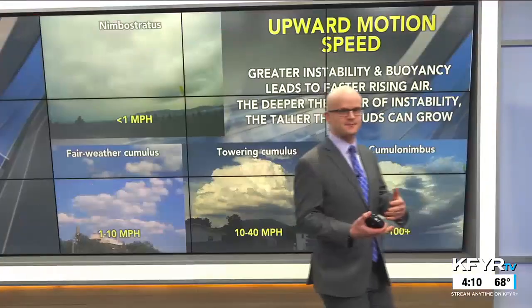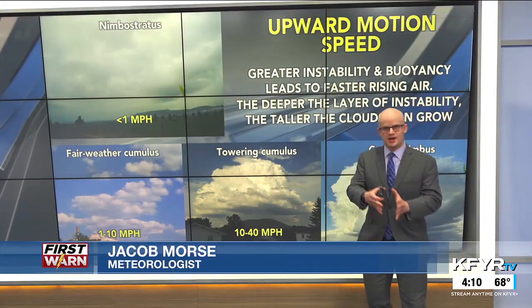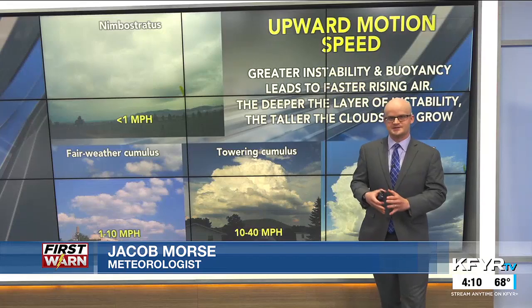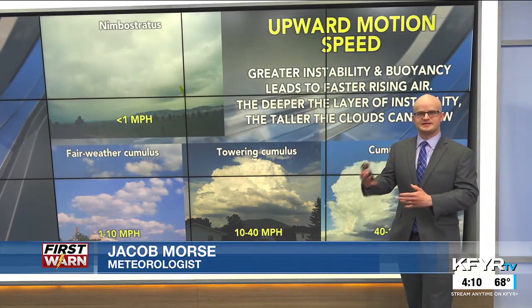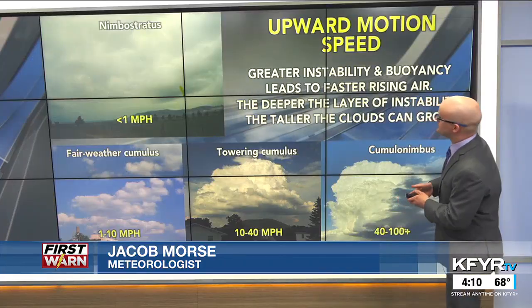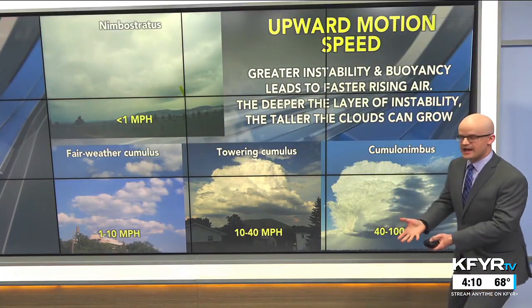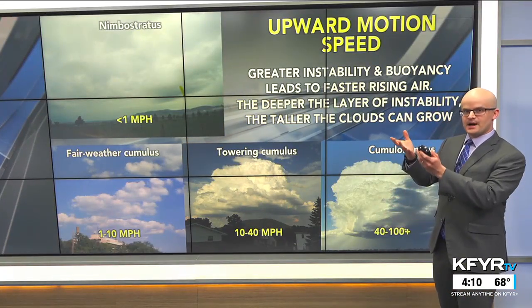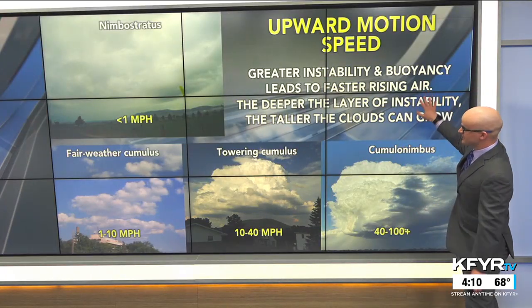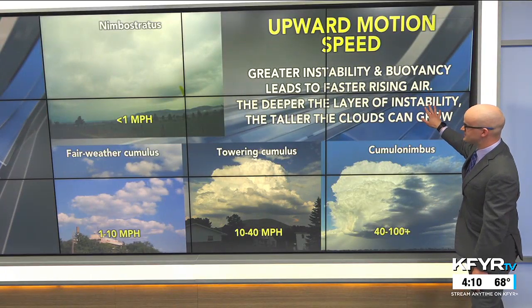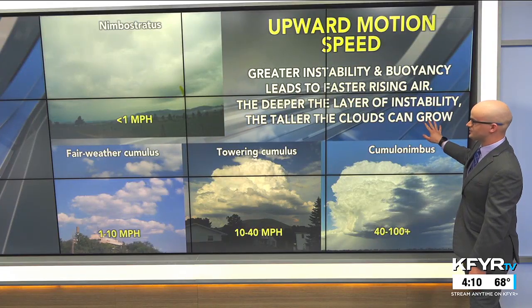We'll get into that eventually in a few minutes, but I first wanted to do a bit of a recap here of the past few weeks because we're building on the core concepts of meteorology. We talked about buoyancy and upward motion creating different types of clouds last week. So the greater the instability and buoyancy, that positively buoyant rising air in the atmosphere, that leads to faster rising air, and the deeper the layer of instability in the atmosphere, the taller the clouds can grow.